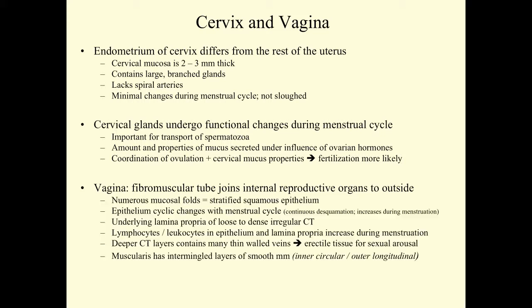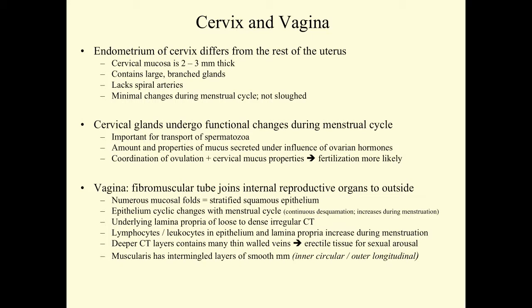the external environment. The vagina has numerous mucosal folds. It's a stratified squamous epithelium on the surface. The epithelium does show cyclic changes with the menstrual cycle. There's a continuous desquamation of the epithelial cells, which happens to increase during menstruation. The underlying lamina propria in the vagina consists of a loose to dense irregular connective tissue. There are lots of lymphocytes and leukocytes in the epithelium and in the lamina propria. These cell numbers increase during menstruation.